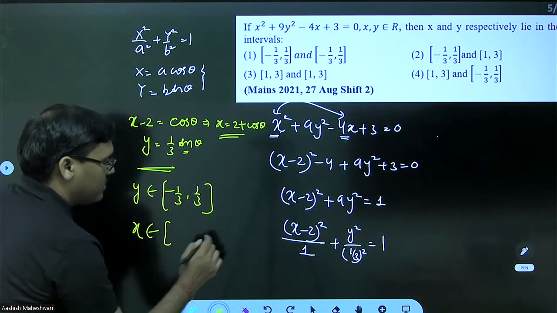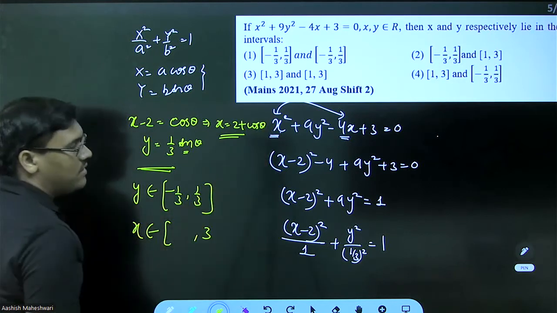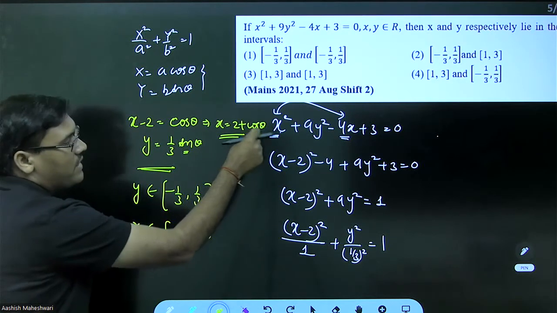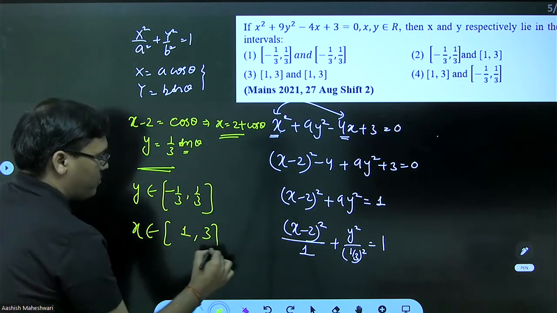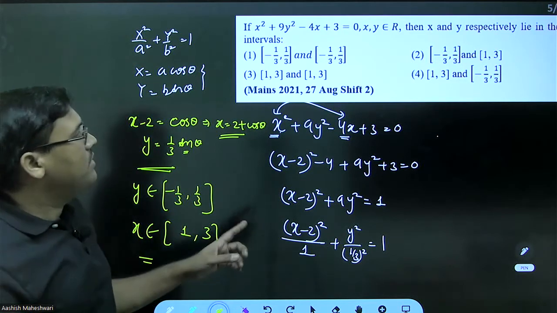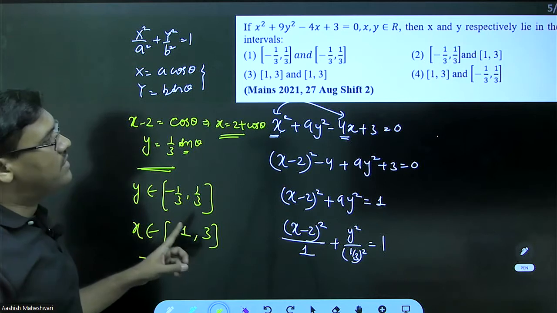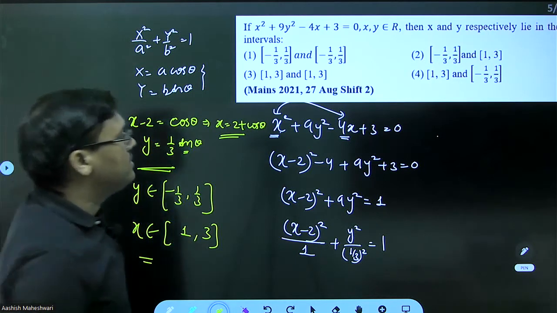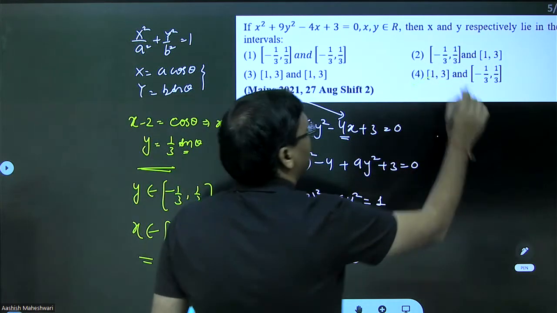What is the maximum value? This is 3 because this is 2 plus 1. And what is the minimum value? Cos theta is equal to minus 1. This is 1. So what is the range of x? 1, 3. And what is the range of y? Minus 1 by 3 to plus 1 by 3. So I can write the answer. Option 4 is the answer for this question.